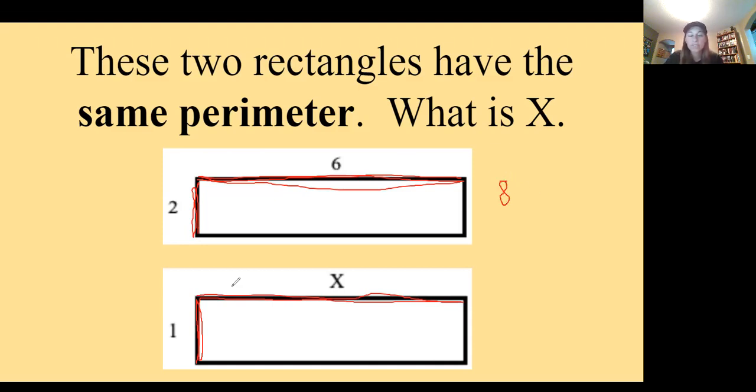8. 2 plus 6 is 8. 1 plus something equals 8. What's the something? Hopefully you said the something is 7 because 1 plus 7 equals 8. So do you see how I did that?